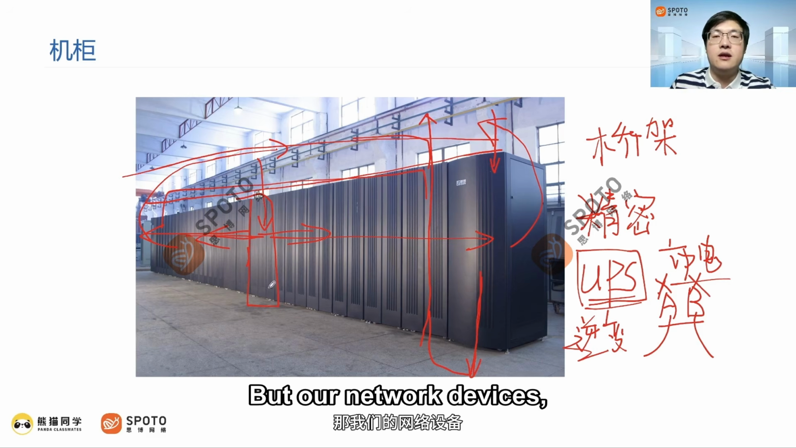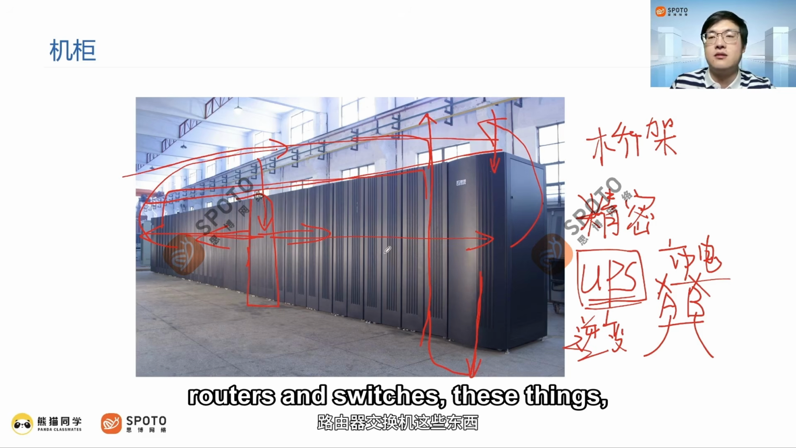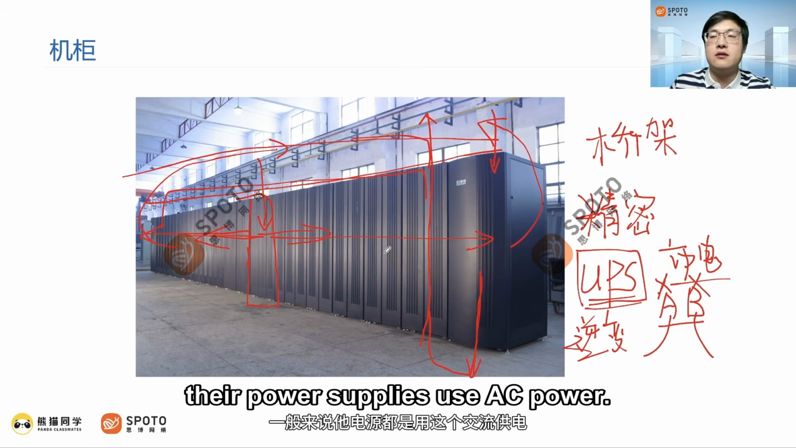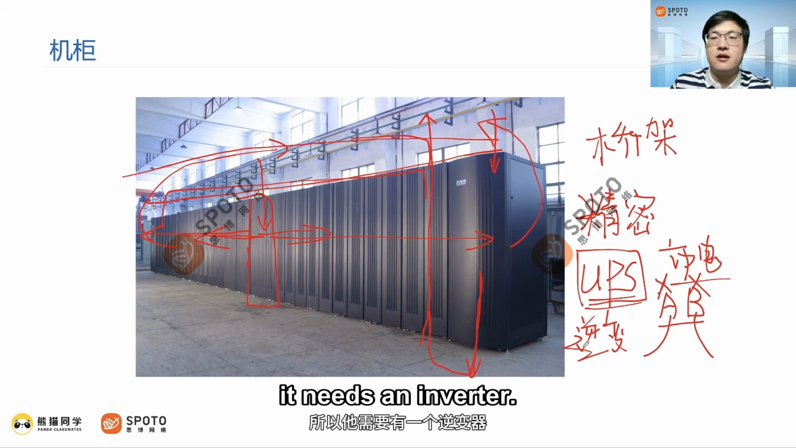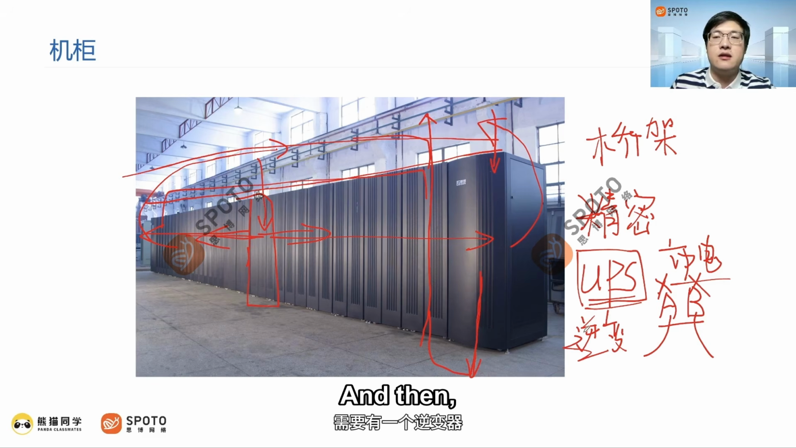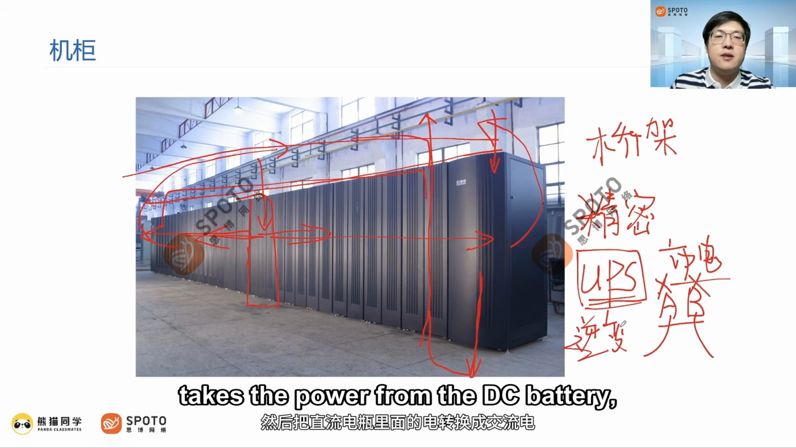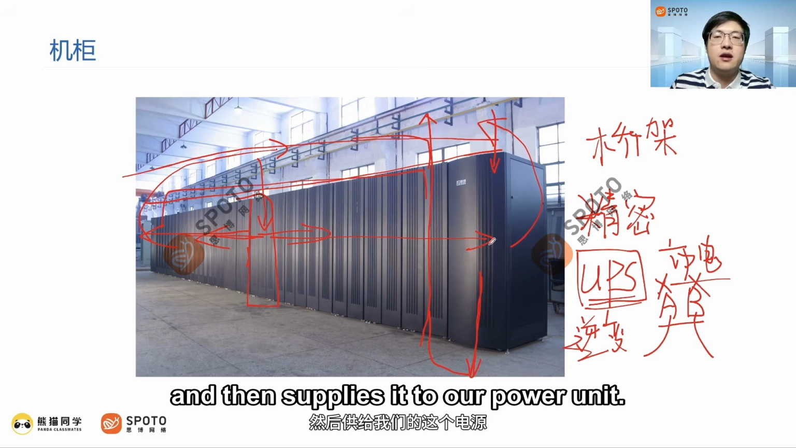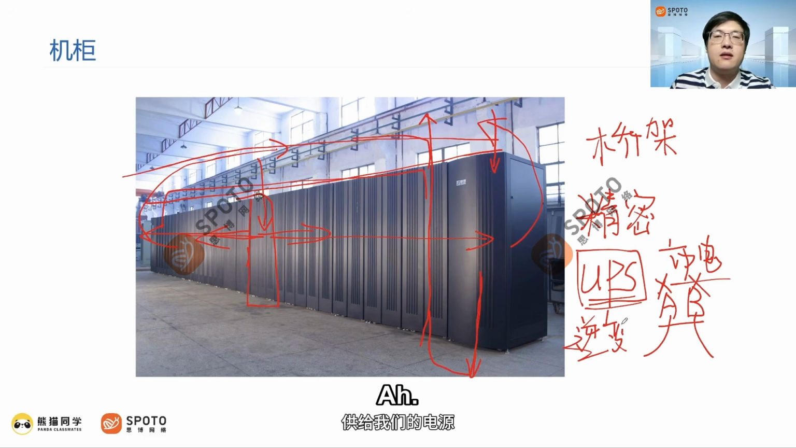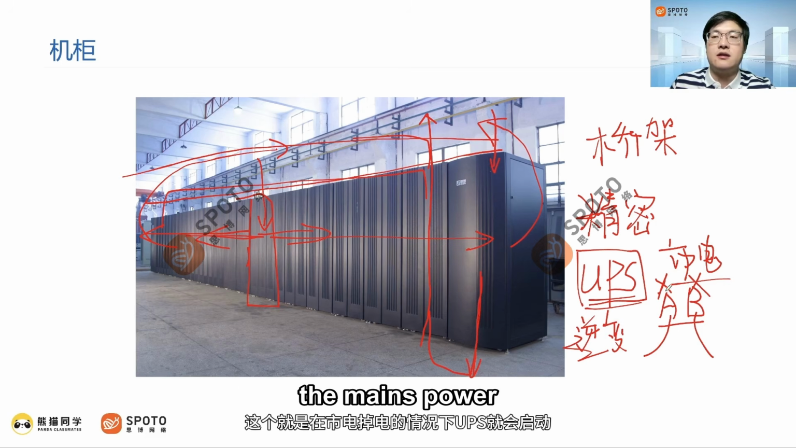But our network devices, like servers, routers and switches, their power supplies use AC power, right? So it needs an inverter. It takes the power from the DC battery, converts it to AC power, and then supplies it to our power unit. This is what happens when the mains power fails.